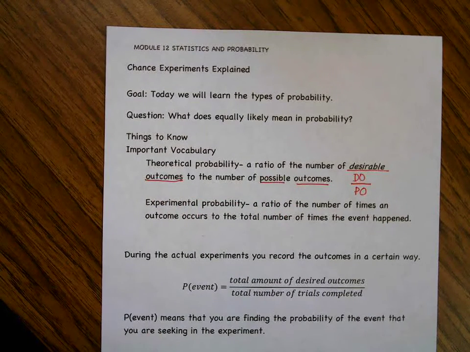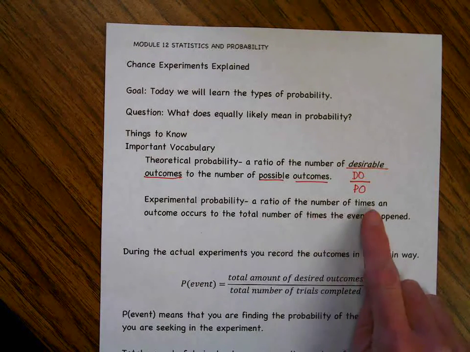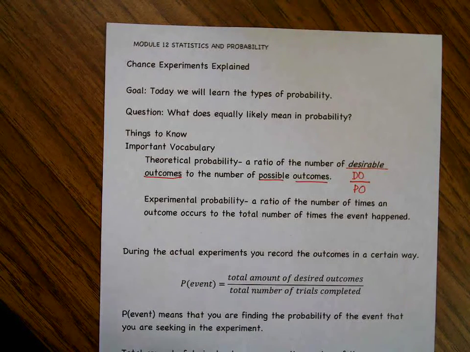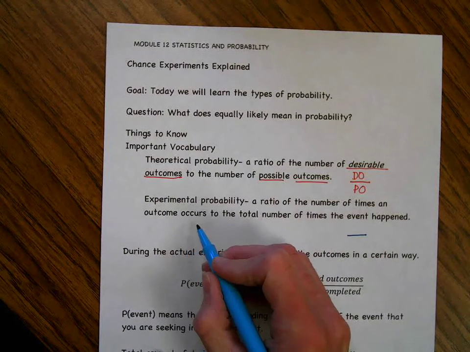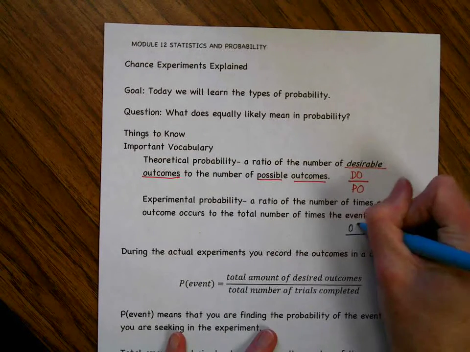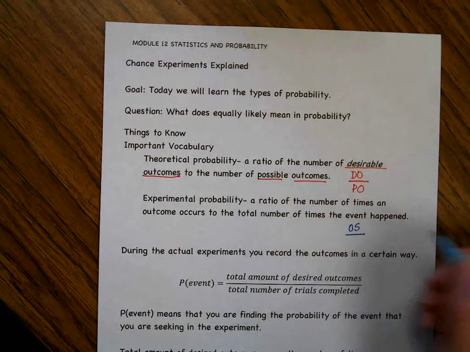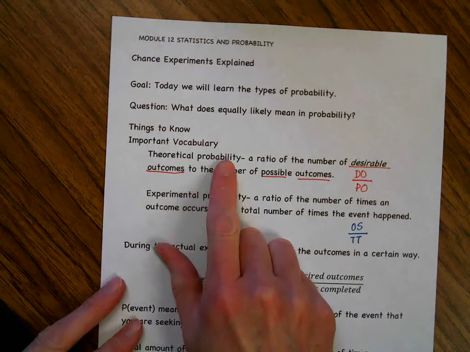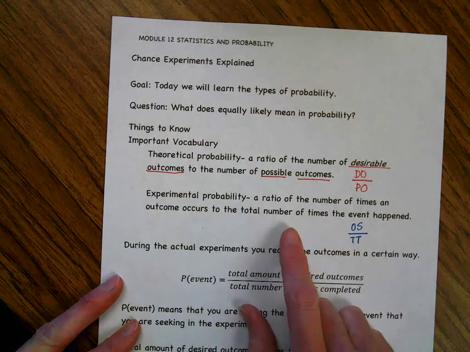All right, and then you have experimental probability. Experimental probability is, again, a ratio of the number of times an outcome occurs to the total number of times the event happened. So again, we're using a fraction bar: the number of times the outcome occurs, when you actually had the outcome that you were seeking, compared to the total number of times the event happened. So theoretical probability is the desirable, whereas experimental is the actual event, okay?